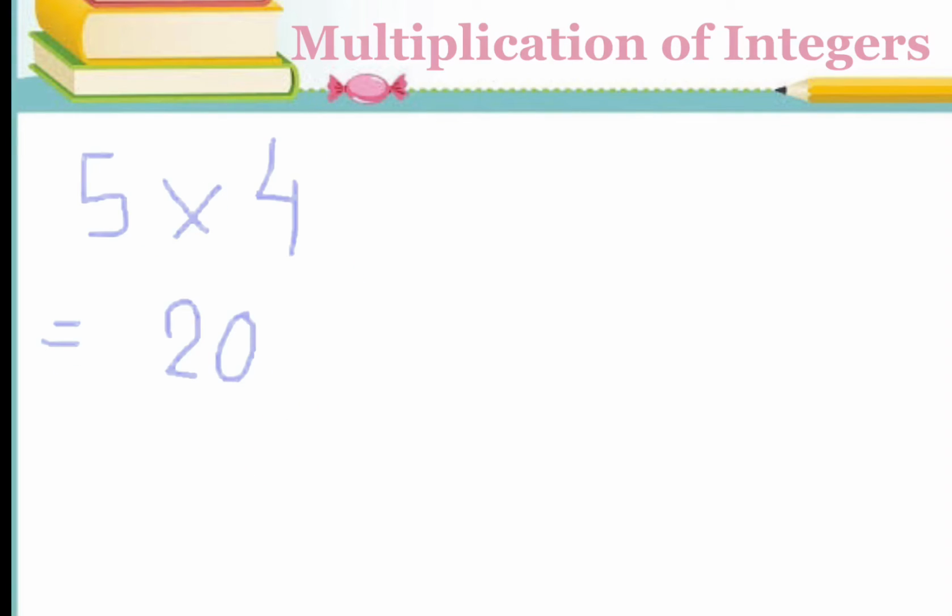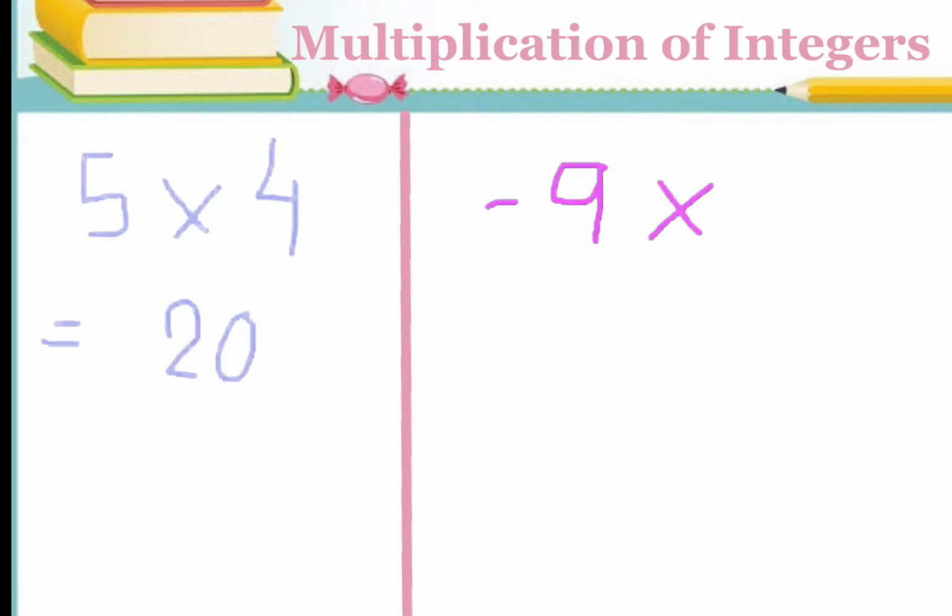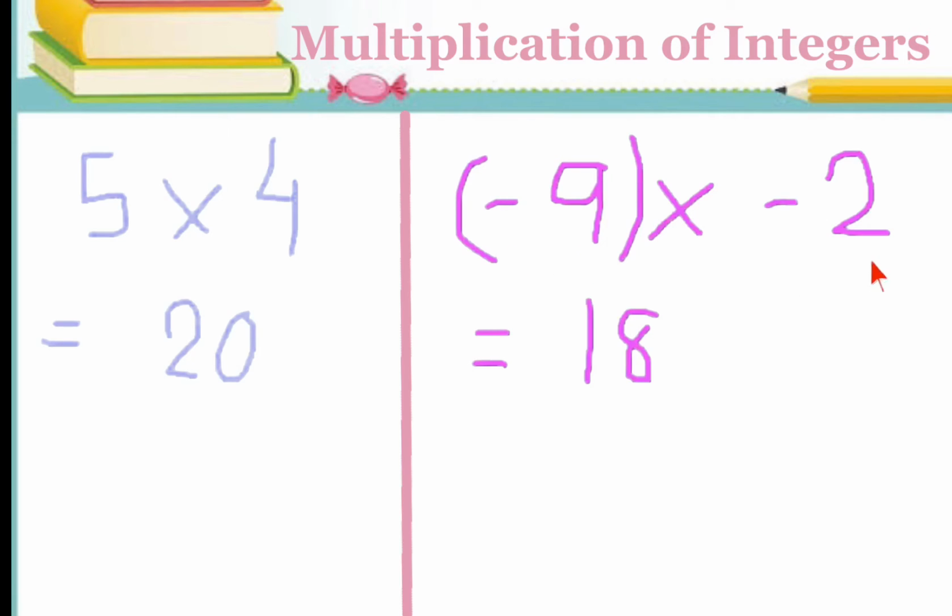For example, the question asked to you is minus 9 multiplied by minus 2. As an obvious answer, we would get 18 because 9 twos are 18. But which sign to keep? As you can see, this is a negative integer and this is also a negative integer, and negative becomes positive. So in short, you must remember that the product of two integers with the same sign is always a positive integer.